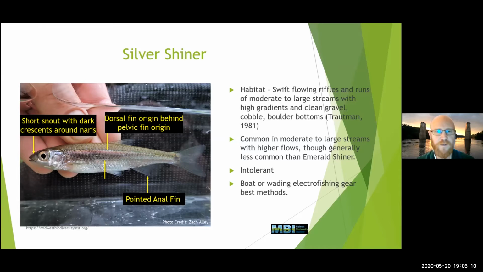And again, the dorsal fin is set behind the pelvic fins, and it has a pointed anal fin just like the emerald shiner. These guys really like flow. The base of really fast runs and riffles, larger streams preferred. They like the bigger substrates, cobble, boulder, larger gravel. They're pretty common. Again, they school together. They're also intolerant, like the rosyface, and really boat and wading gear, because of the flow that they generally like. Nets and seining probably won't work.